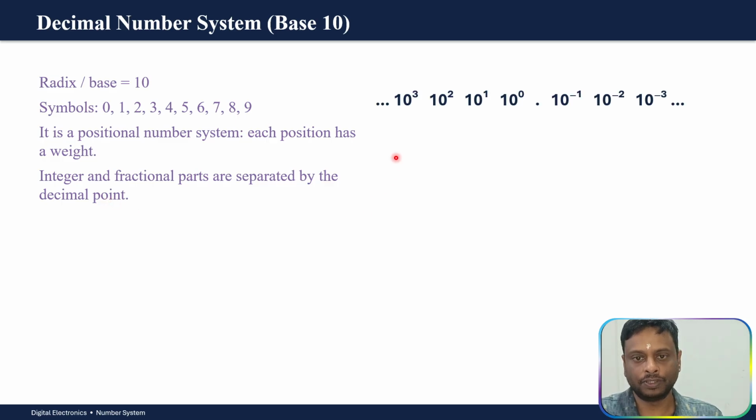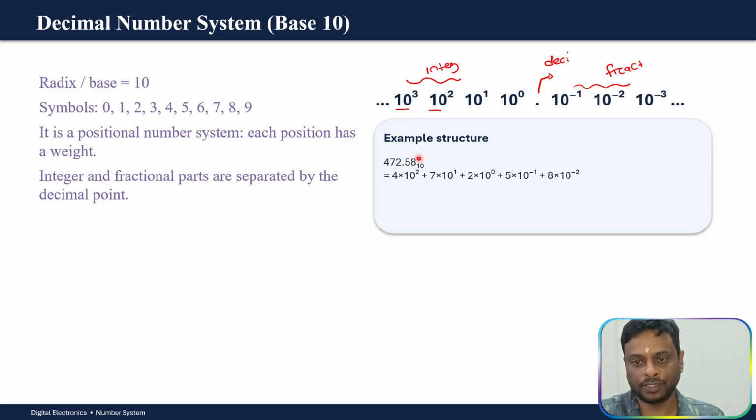So you can see this is the structure of the decimal number system. This point is called the radix point, or decimal point. This part is the integer part, and the part after the decimal point is called the fractional part. These are the weights assigned to that number system.